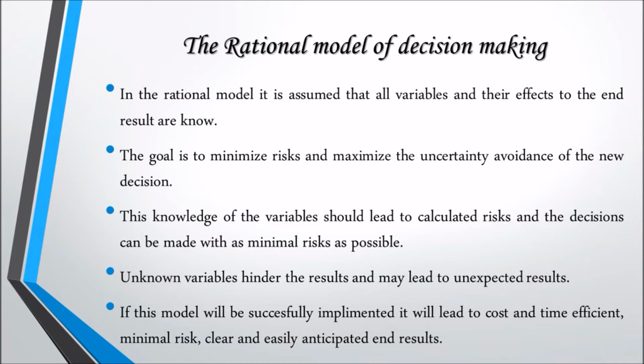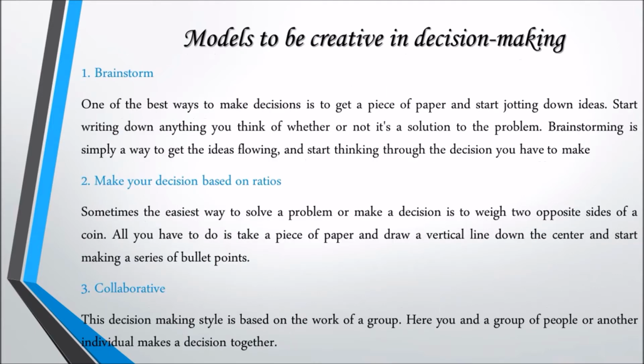The biggest problem is finding out all the possible variables, and it's almost impossible to find all of the variables. But you can find the most common ones, and this helps companies make decisions with the least risk and most awareness of their decisions and their end results. Also, when companies find these risks, it's easier for them to anticipate them and to counter these risks when they might occur. I will begin with the models to be creative in decision making.